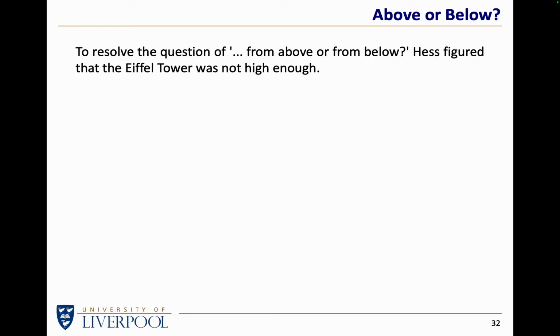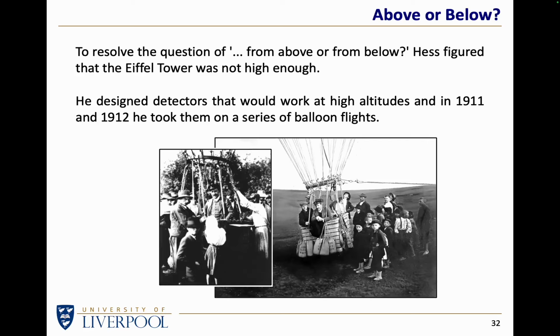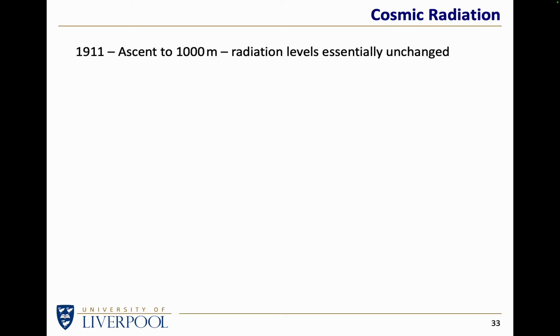And this is where Hess steps in, and he figures out if we're going to determine where this radiation is coming from, the Eiffel Tower is not high enough. That's not enough to discriminate whether things are coming from above or coming from below. So if we want to resolve that question, we need to go higher. So he designed detectors that were capable of working at high altitude, and in 1911 and 1912, he put these detectors on balloons and went to various heights to see at what point his electroscope would discharge, indicating more radiation. In 1911, he went up to about 1,000 meters and didn't really see that much change.